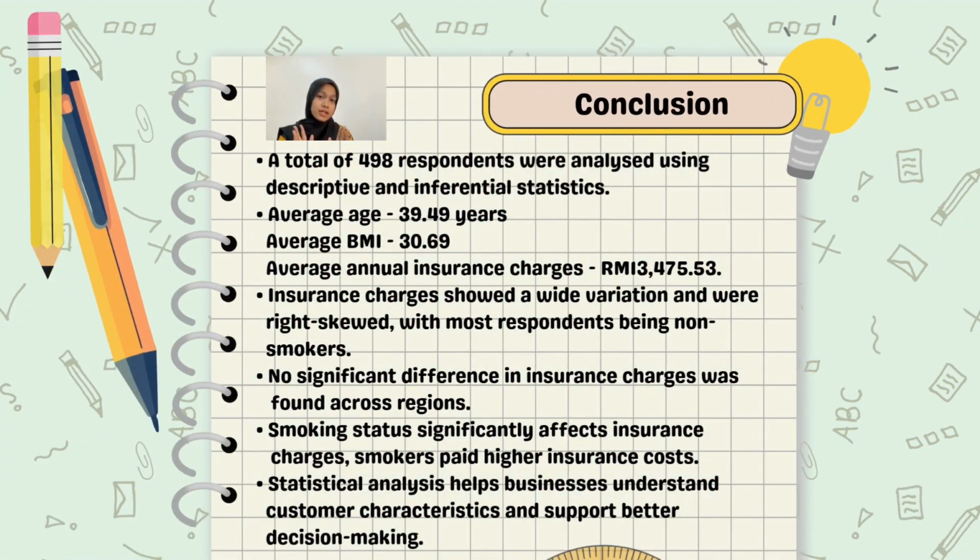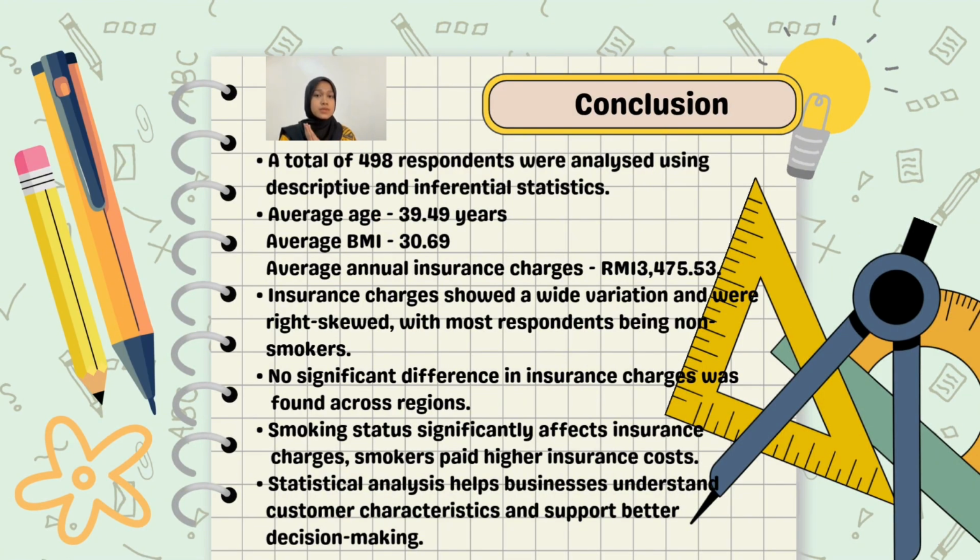significant. Hi everyone, so today I will continue to the last part of this presentation, specifically the conclusion. Based on the analysis of 498 respondents, the average age of insured individuals is 39.49. The average BMI is 30.69 and the average annual insurance charge is RM 30,475.53. The results also show that insurance charges vary widely among individuals, and most respondents are non-smokers.